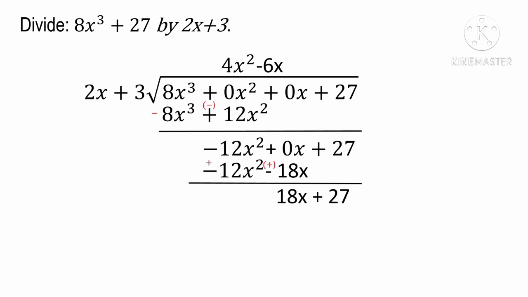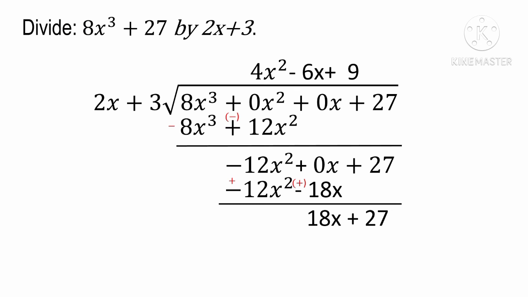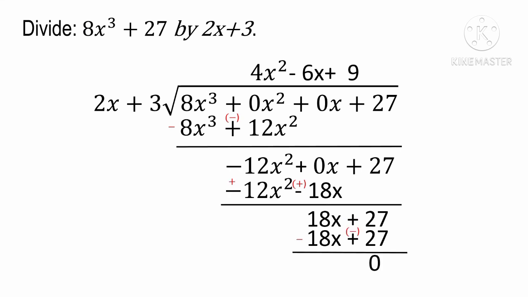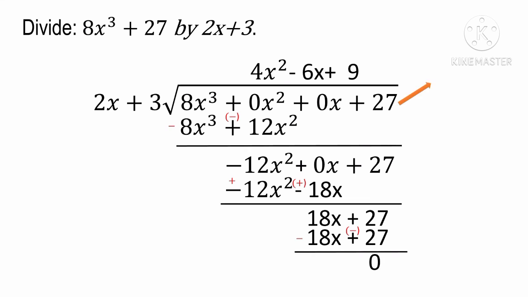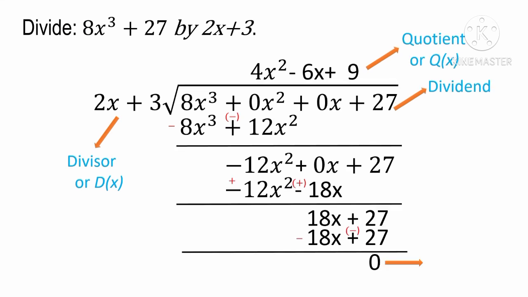So again, balik na pod, 18x divided by 2x, the result is 9. 9 times 2x is 18x, and then 9 times 3 is positive 27. You change the sign, and then 18x minus 18x is 0. 27 minus 27 is 0. So simply, 0 is the remainder. Your dividend now is 8x cubed plus 27. And then our divisor is 2x plus 3. The quotient is 4x squared minus 6x plus 9. And lastly, the remainder is 0.